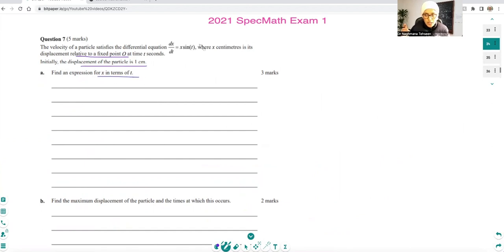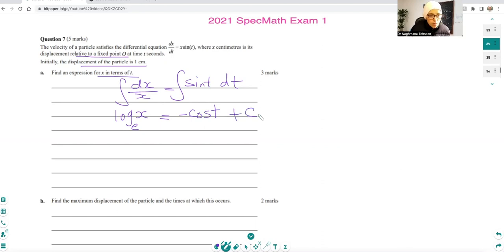So dx over dt is given. So the derivative of x is given. To find x in terms of t, what we need to do is anti-differentiate it. So can I write it like this? dx over x is equal to sin t times dt. And then we can anti-differentiate it. So that will give me log e x is equal to, sin t will give me minus cos t plus an arbitrary constant.